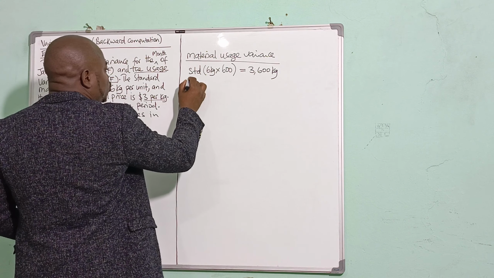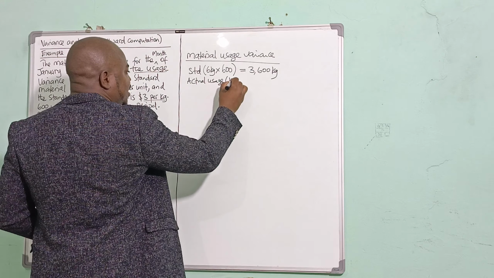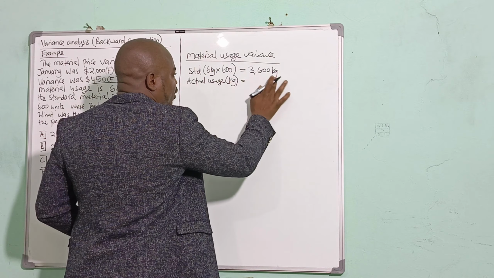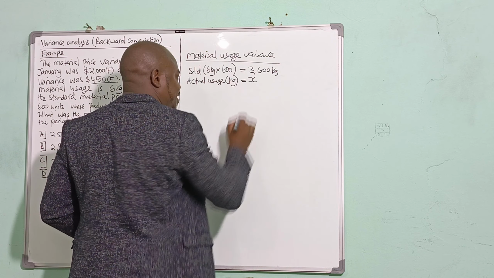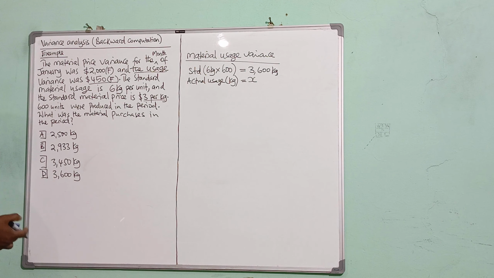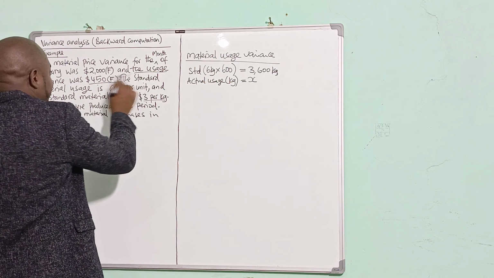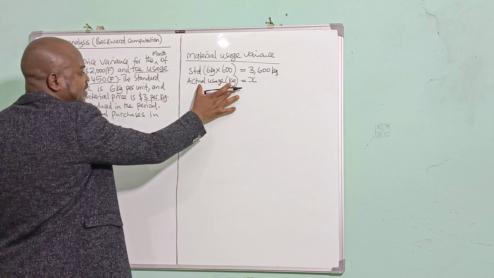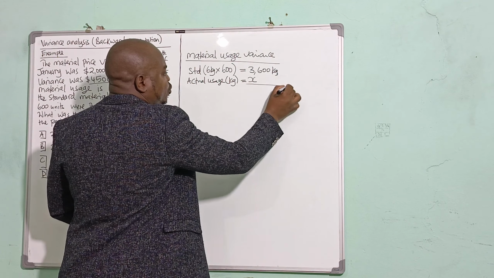But then we are looking for what we actually used, actual usage in terms of kgs. That's what the examiner is looking for. That one, we do not know, so we'll put, say, X here. And then we've been told the variance itself was material usage. I'm dealing with material usage and not material price because what I'm looking for is the actual usage, and it's easier to use the usage format to get to the actual materials which were used.